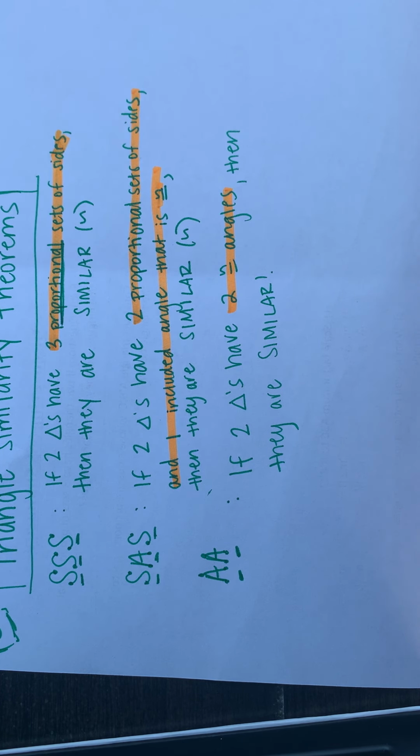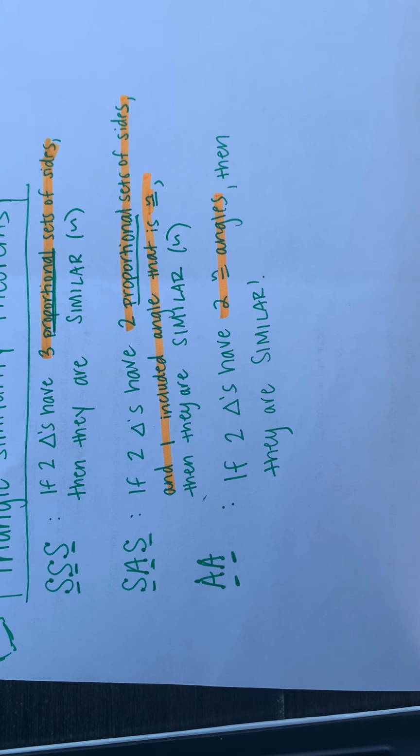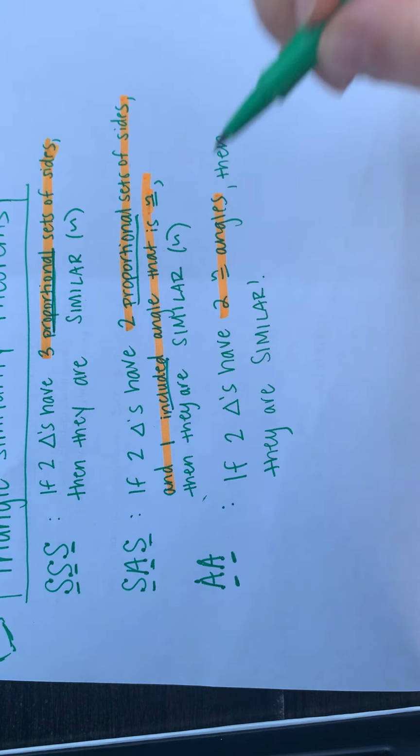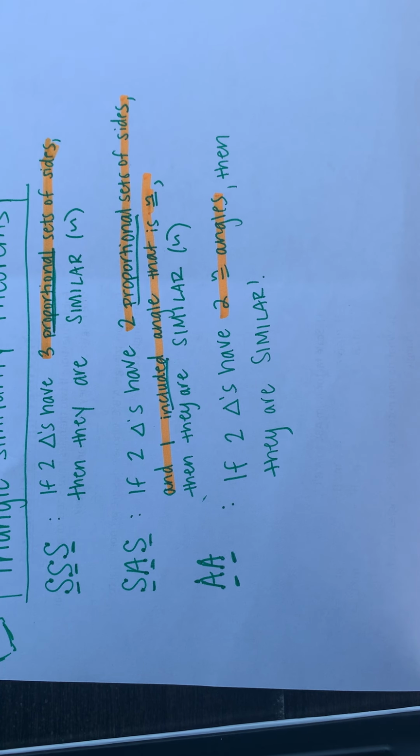The SAS similarity theorem says that if 2 triangles have 2 proportional, again, proportional, not congruent, sets of sides and 1 included angle that is congruent, then they are similar. You remember the word included means between. So the congruent angle has to be nestled nicely in between those 2 proportional sides.